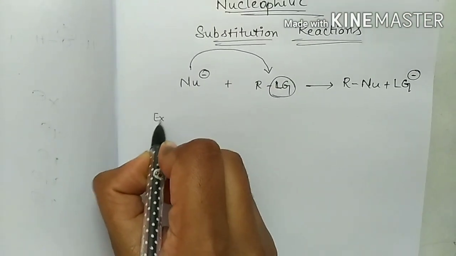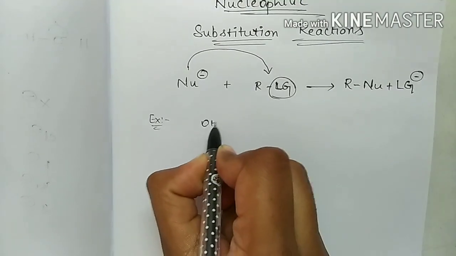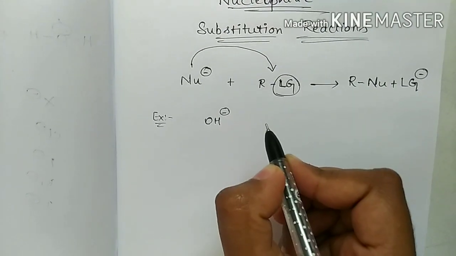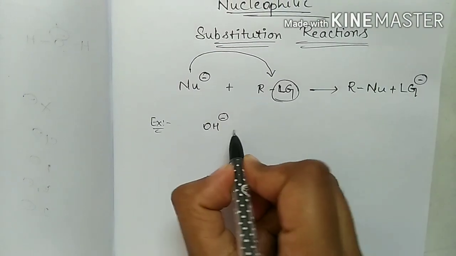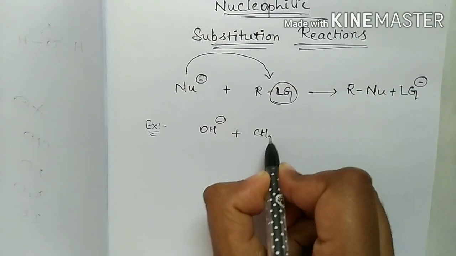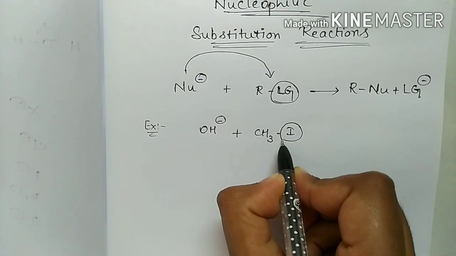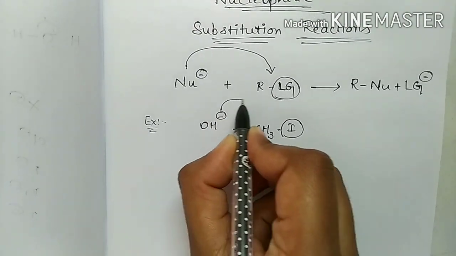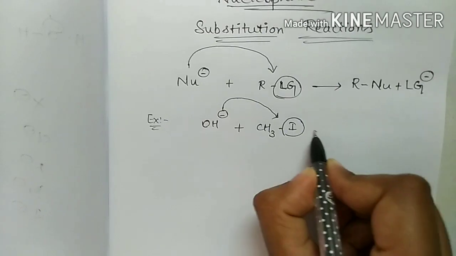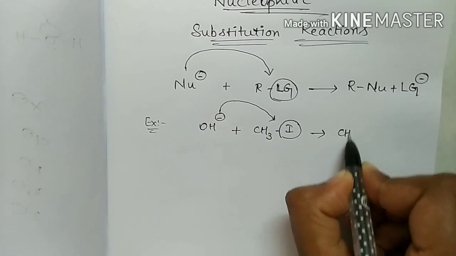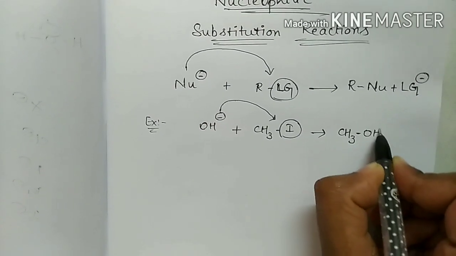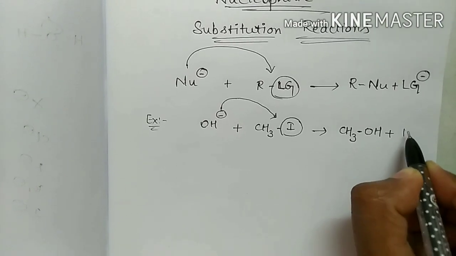Let us take an example. We have the hydroxide ion which is acting as the nucleophile, and we have methyl iodide which is the substrate. Here the iodide ion is the leaving group. So whenever the nucleophile attacks the substrate, it gives the new product, methyl alcohol and iodide ion.